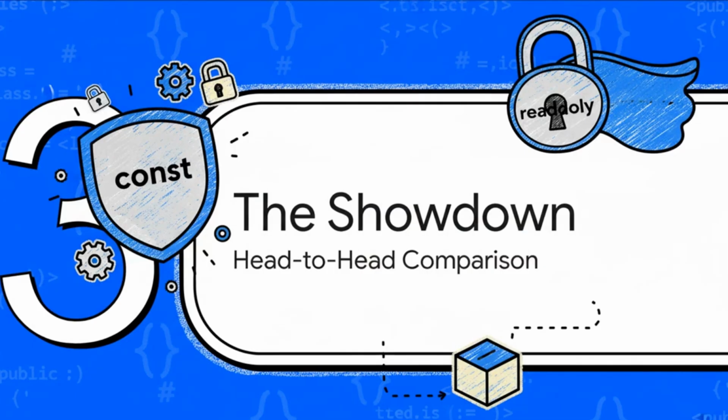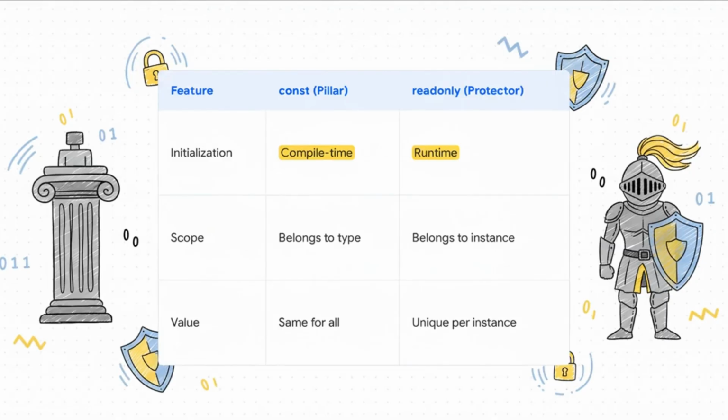Okay, so we've met our two guardians. Now it's time for the main event, the showdown. Let's put them side by side and really nail down what makes them different. Let's just break this down, because this is the whole ballgame right here. The number one difference is initialization. Const is compile time. Readonly is runtime. And that one thing changes everything else.